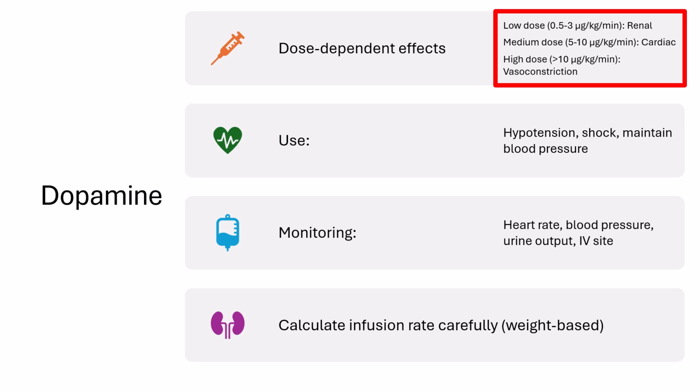You'll need to monitor heart rate, blood pressure, and urine output carefully, as well as monitoring the IV site. When calculating infusion rates, double-check your math. Errors here can be catastrophic in tiny babies.